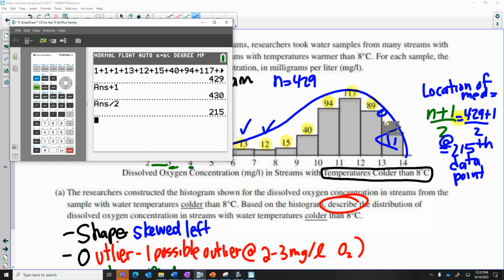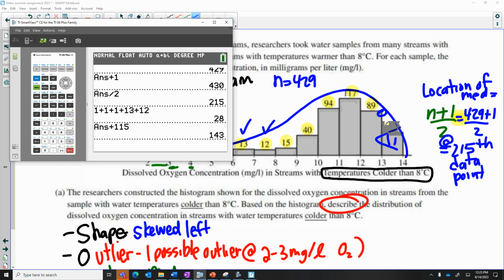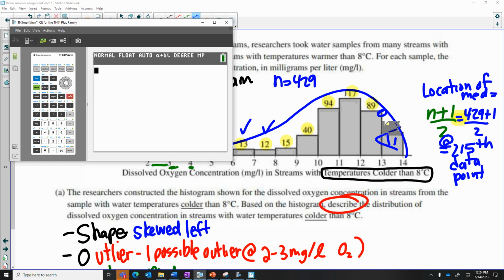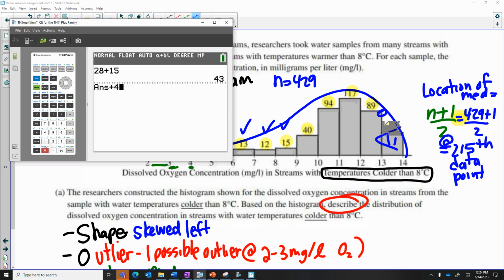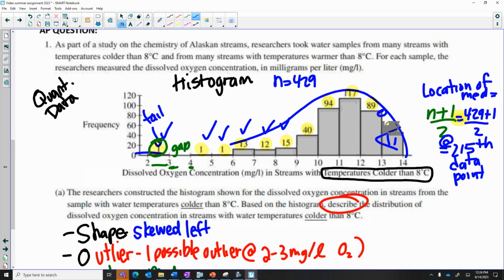So I'm going to start doing that again here. 1 plus 1 plus 1 plus 13 plus 12. Now I'm at 28, so I'm not there yet. I've got to reach 215. So I'm at 28 plus 15, is 43, plus 40. Now I'm at 83. Keep going. Now add 94.